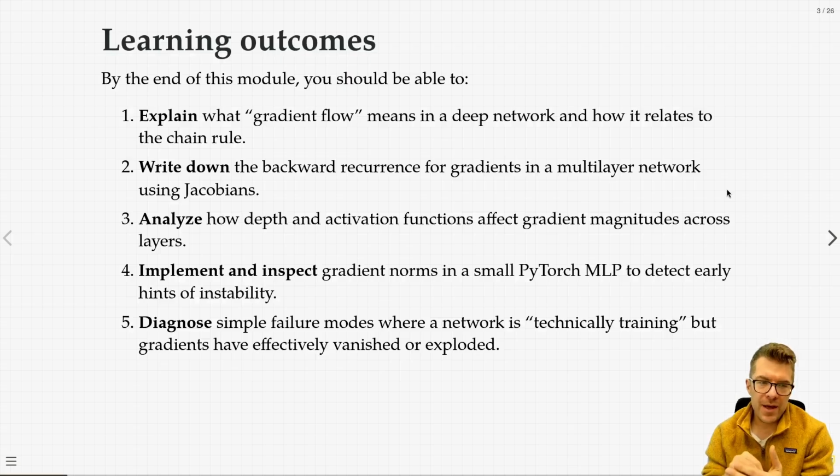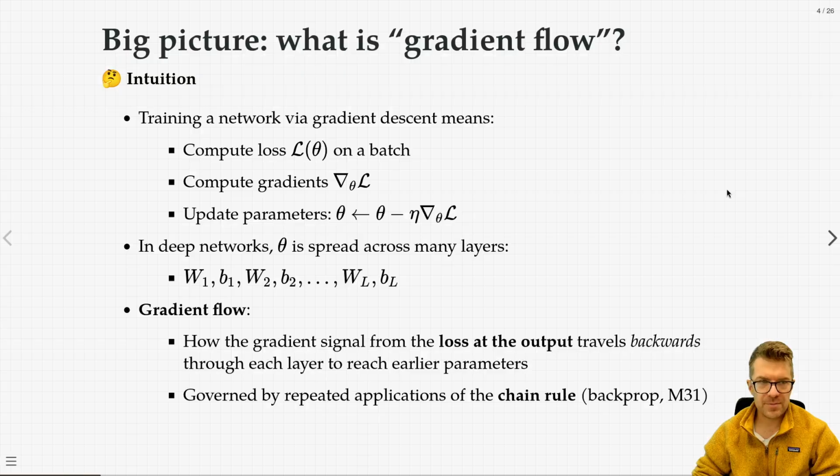You'll be able to analyze how depth and activation functions affect gradient magnitudes across layers. You'll be able to implement and inspect gradient norms in a small PyTorch neural network to try to find any early hints of instability in the training process. And you'll be able, to some extent, to diagnose simple failure modes where a neural network is technically training, but the gradients have vanished or exploded, causing all kinds of training problems.